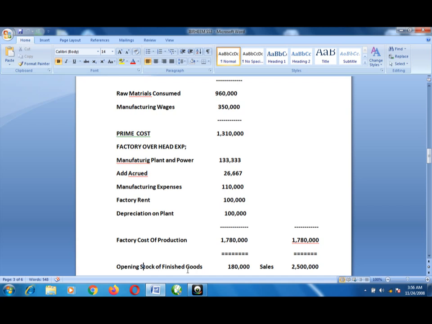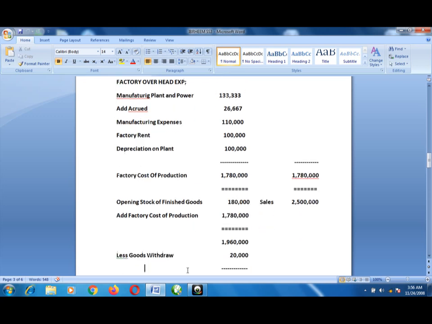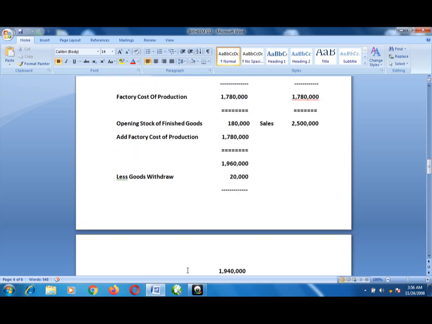Factory cost of production here, work in progress is not given, and the market realizable value is not given, and you quickly transfer your factory cost of production to the credit side of the account. You start from the beginning and you write it as factory cost of production carried down. That's 1,780,000 on both sides. That's the end of the manufacturing account. And you now move down to the trading account.